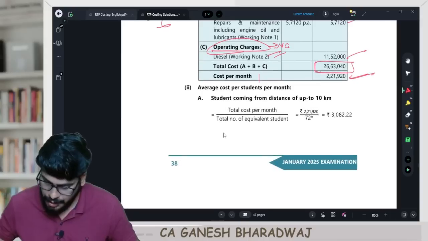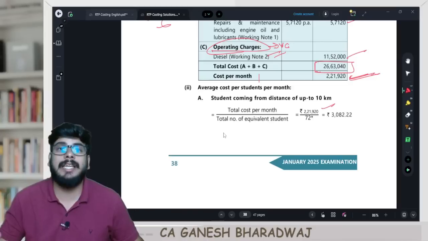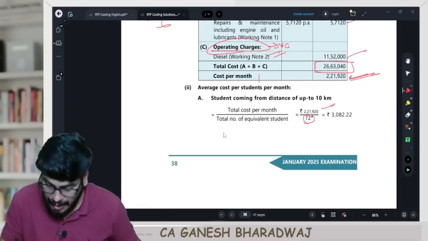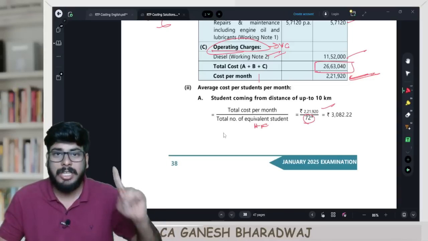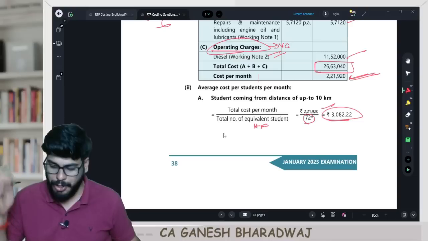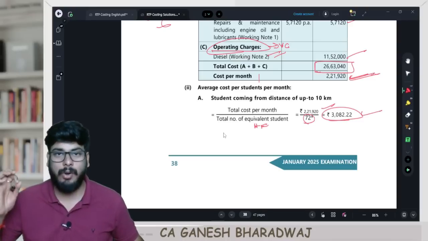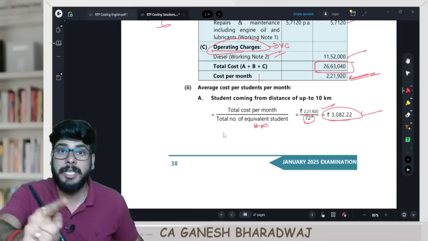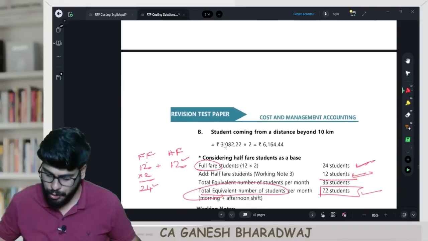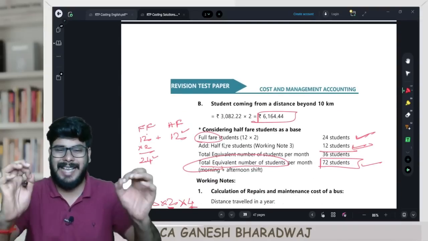Right? So now what I need to do, this monthly cost of 2,21,920, I need to recover it from 72 equivalent half fare students. So which means the cost per half fare student is how much? 3,082.22. So 2,21,920 divided by 72 gives you 3,082.22. Are you clear with this? Which means from a full fare student, how much should I recover? It's going to be 3,082.22 into 2. That's going to be 6,164.44. Are you clear? As simple as that, guys.